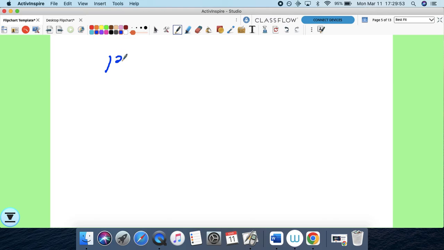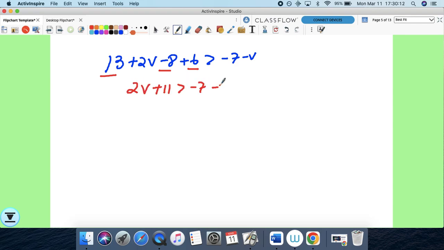14. 13 plus 2v minus 8 plus 6 greater than negative 7 minus v. Yikes. All right, combine like terms. There's definitely something to combine. I can combine 13, negative 8, and 6. 13 minus 8 is 5. 5 plus 6 is 11. So I have 2v plus 11 greater than negative 7 minus v.